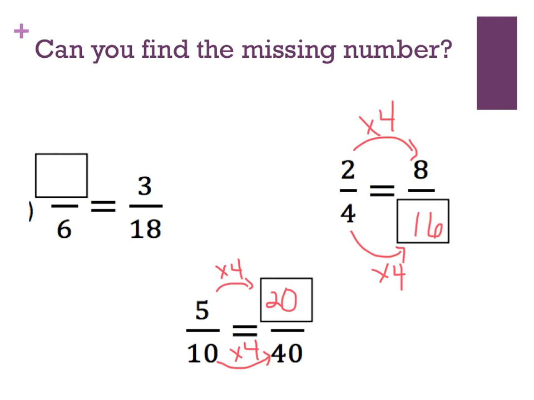Now I saved this one for last because we have to work backwards. In this problem, I know that 6 times 3 is 18. So I need to think what number times 3 is 3. And in this case, that answer is 1. So 1/6 is the same as 3/18.